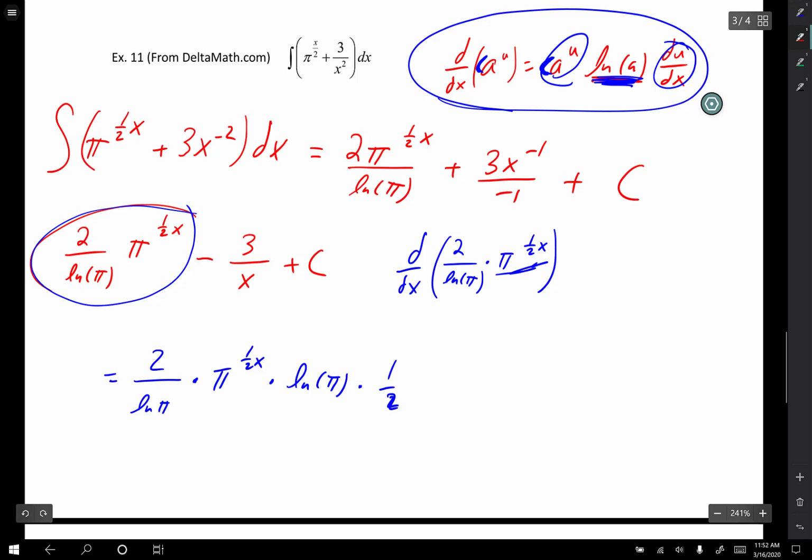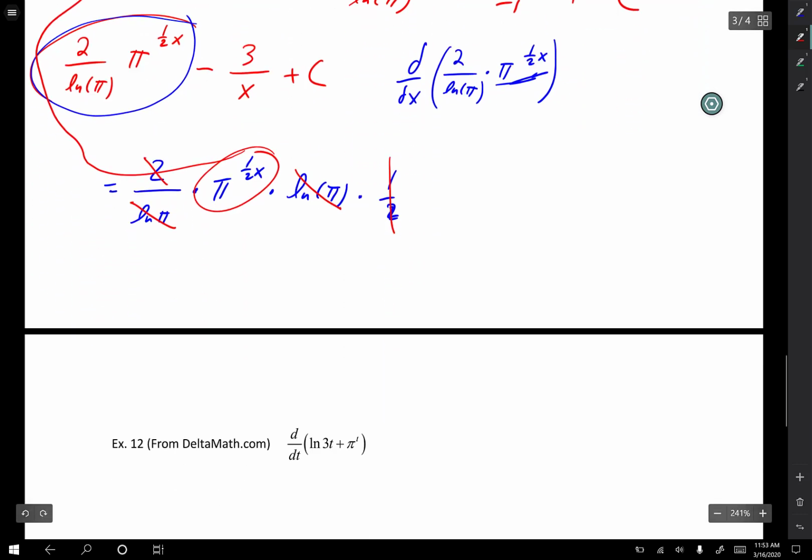Okay, so check it out, guys. This half cancels out with that 2. This ln pi cancels out with the ln pi in the bottom. And you're just left with pi to the 1/2 x, which is what I have right there. Perfect. It worked. When I take the derivative, I better get what I have on the inside. When I do the antiderivative, there it is. My antiderivative is correct. I hope that made sense. If it didn't, we're going to have to talk a bit.